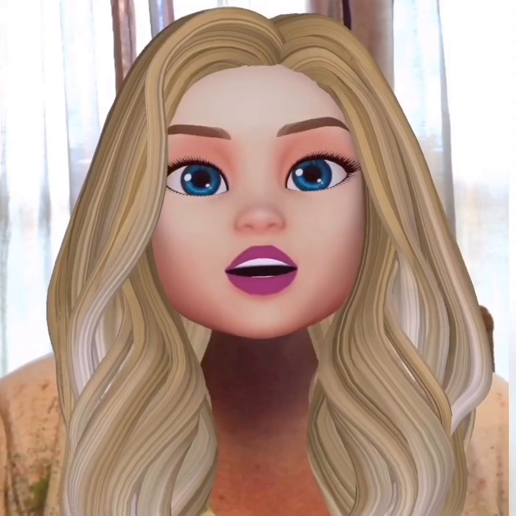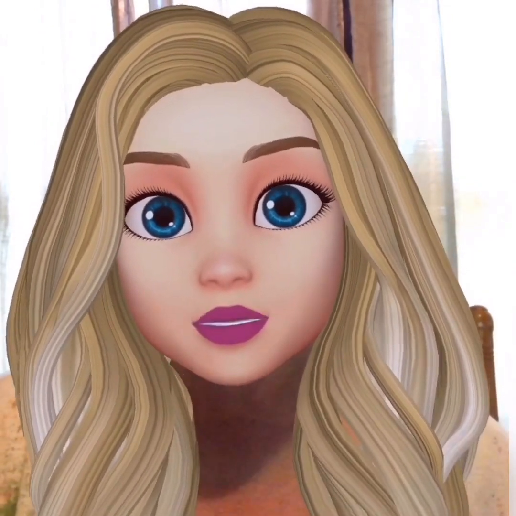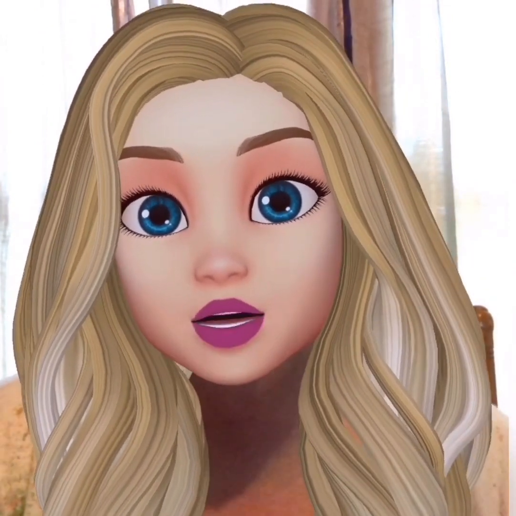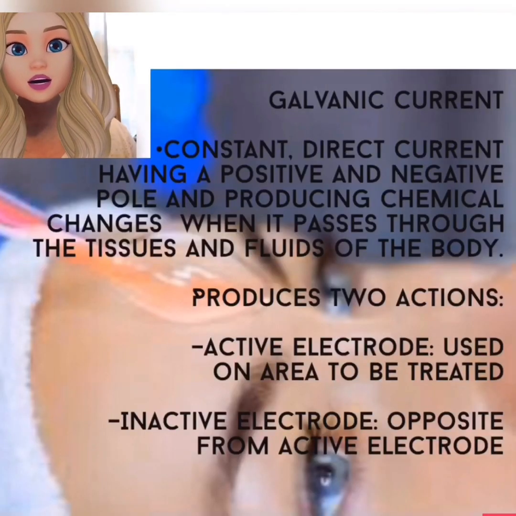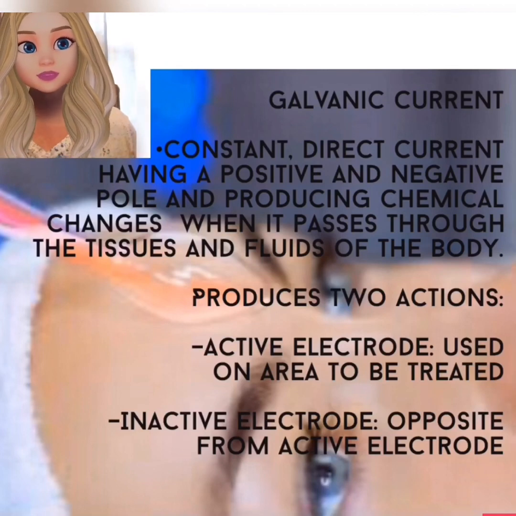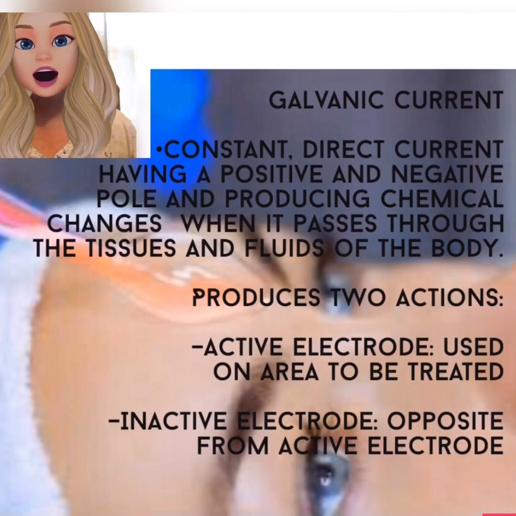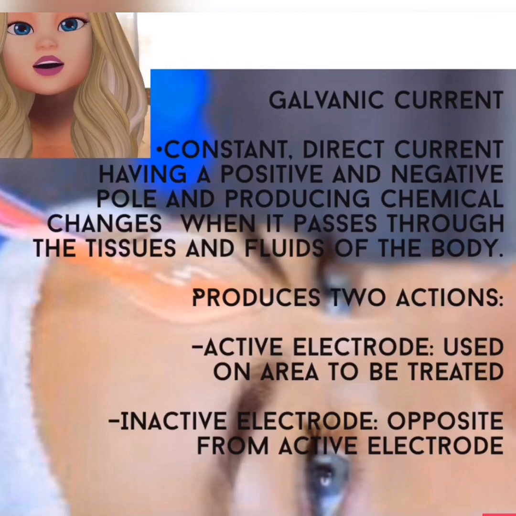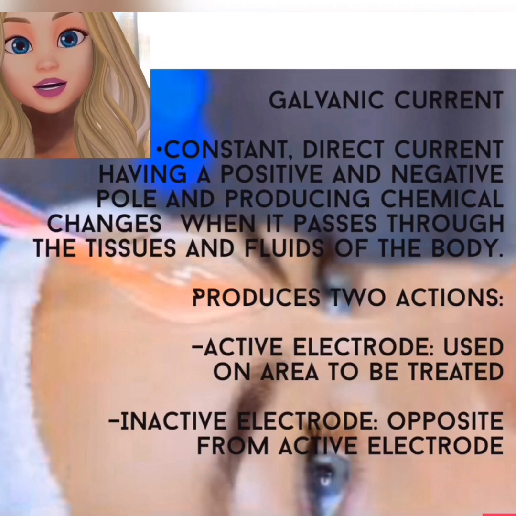There are three main modalities used in cosmetology. The first is galvanic current, then microcurrent, and Tesla high frequency current. Galvanic current is a constant and direct current, having a positive and a negative pole that produces chemical changes when it passes through the tissue and the fluids of the body. The active electrode is the electrode used in the area to be treated. The inactive electrode is the opposite pole from the active electrode.